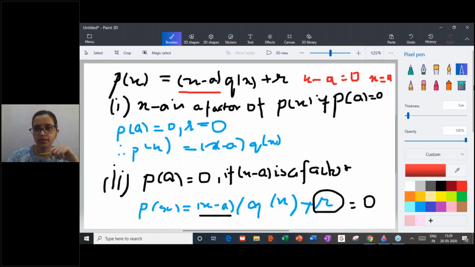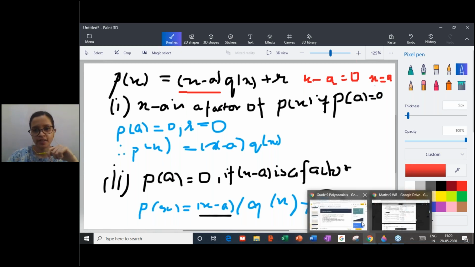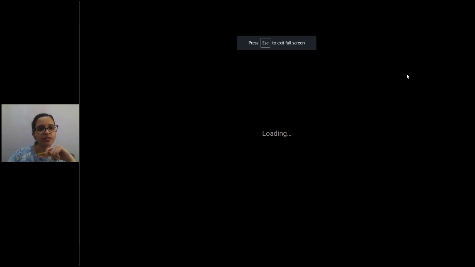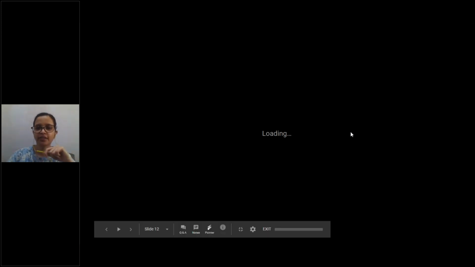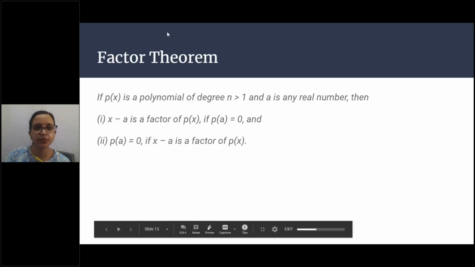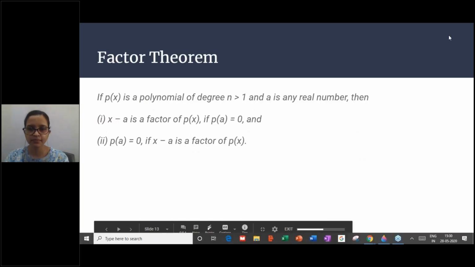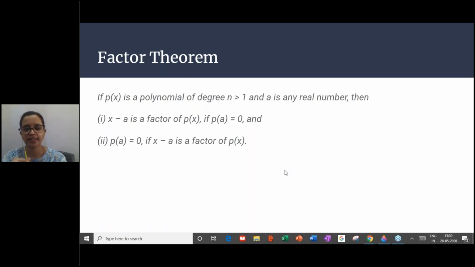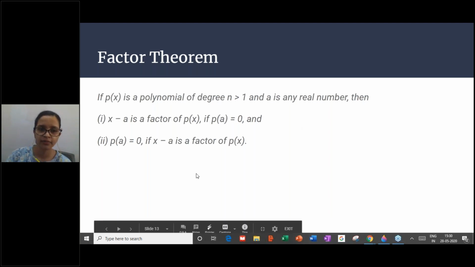Okay. It's there in the slide. If you want, you can note it down. I've just said the same thing here again. I don't think you are asked proofs or stuff like that, it is just application of the theorem, but in order for you to know what exactly it is, I try to break it down. So basically this is what the factor theorem says: if p of x is a polynomial of degree n greater than 1 and a is any real number, then x minus a is a factor of p of x if p of a is 0, and the other way around, p of a is 0 if x minus a is a factor of p of x.